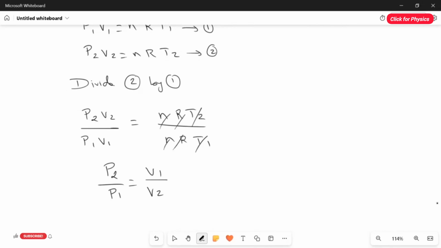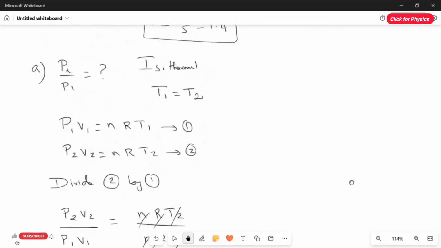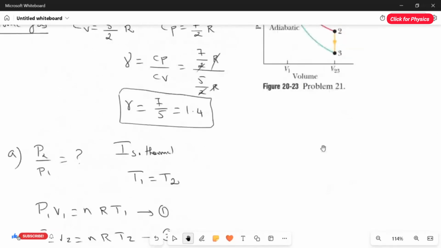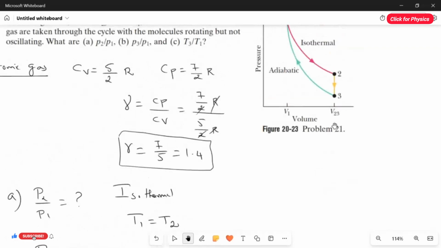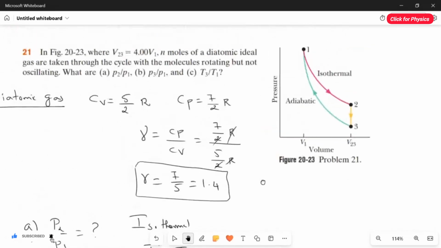Now for V1 and V2, I have to take the values from the curve. You can see V2 and V1 we need. The value here for V1 is 1 because in the question itself they gave V3 as 4 times V1. That means at point 1 it is V1. So we can just see each and every place, that means V1, V2 and V3. You can see it is V2, and V3 is 4 times V1.